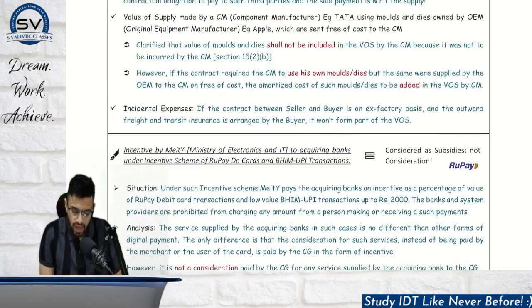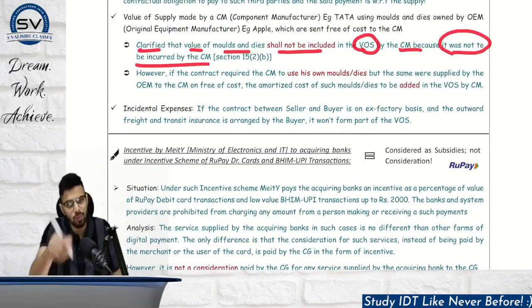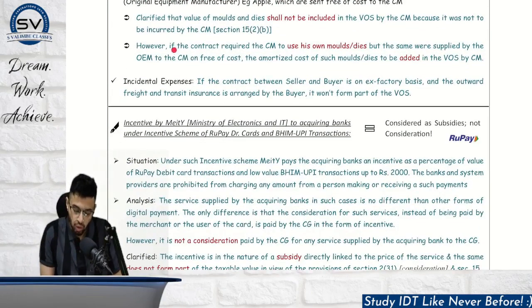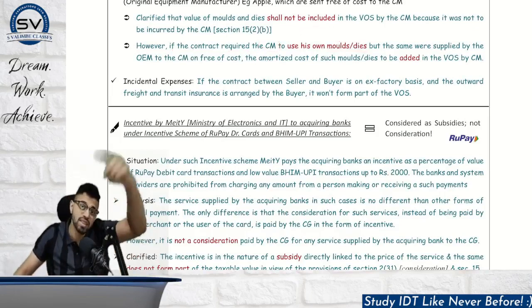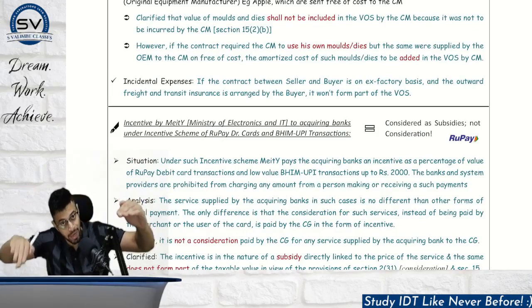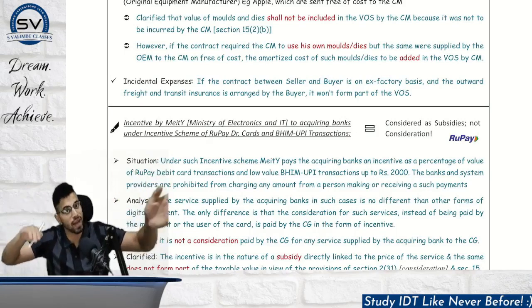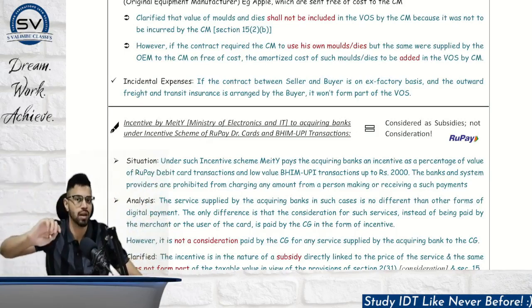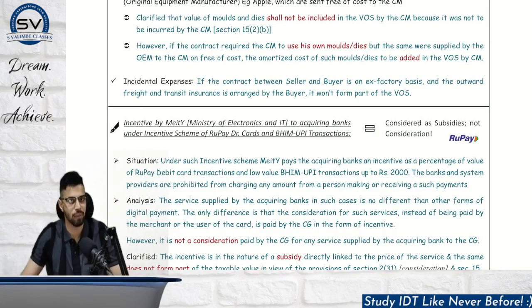Now let's see. Clarified that the value of molds and dies shall not be included in the value of supply because it was not to be incurred by the component manufacturer, that is Tata. But if the contract required component manufacturer Tata to use his own molds and dies, but still they were supplied by Apple, now basically consideration will be reduced. This was the liability of Tata, which is made by Apple. Had it not been made by Apple, then the consideration would have been higher, right? So you have to include it in the value of supply. So the key question you have to ask, whose responsibility was it to use whose molds and dies? So basically, whose owned molds and dies were to be used? That is the key question you have to answer.